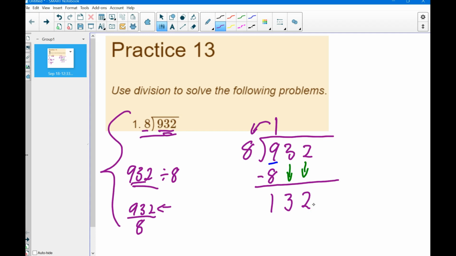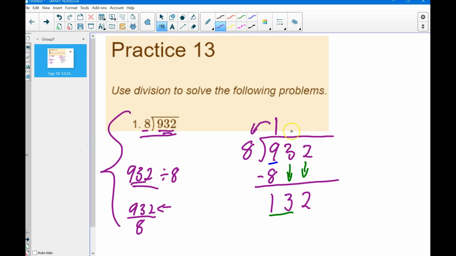Alright, so now moving on to the next part. Now we look at it this way here. The 8 cannot divide into the 1, so we have to look at the 13 now. So we ask ourselves, how many times can 8 divide into 13? Once would be 8, twice would be 16, which is too high. So I can only go in there once again, right? So I put a 1 up top.